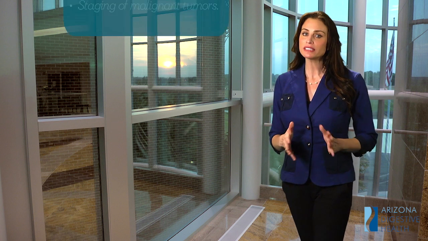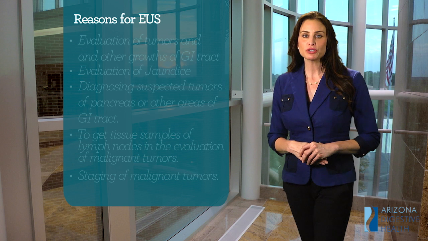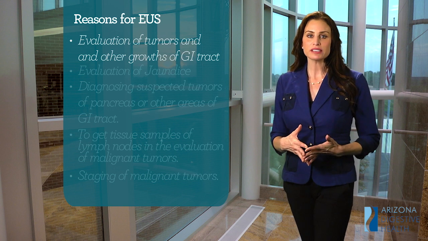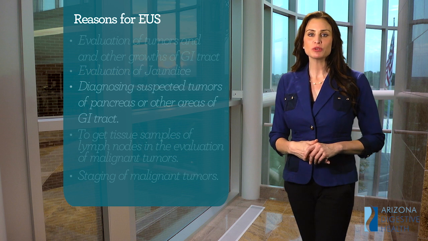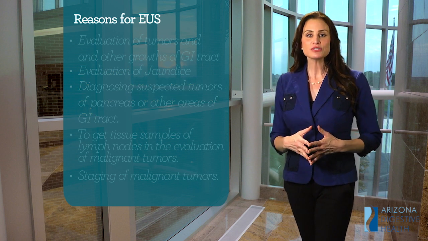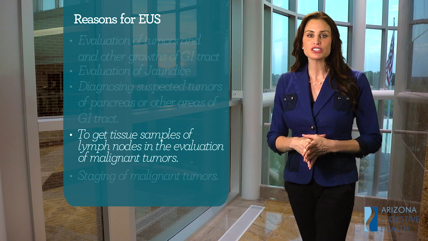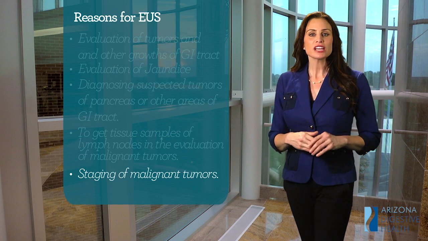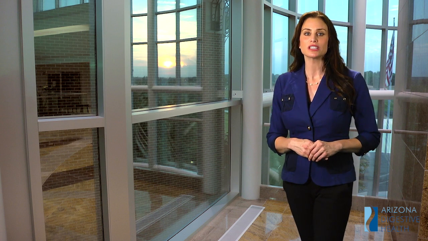The most common reasons for an EUS include, but are not limited to, evaluation of tumors and other abnormal growths in the GI tract, evaluation of jaundice, diagnosing suspected tumors of the pancreas or other areas of the GI tract, to get tissue samples of lymph nodes, the evaluation and staging of malignant tumors, and to check the integrity of rectal muscles in cases of suspected rectal dysfunction.